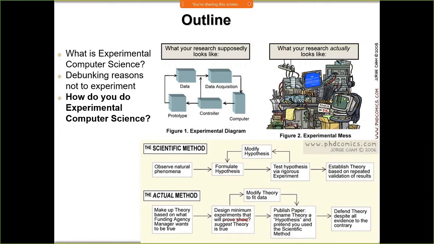You make up a theory based on what funding agents and managers want to be true. You design a minimum of experiments that suggest the theory is true. Forget prove, that's too much. You modify the theory to fit the data that you have. You publish a paper, a hypothesis you pretended to use as scientific method. So you basically present it as though it was, and then you defend the theory despite all evidence to the contrary. Now, that's actually not the actual method. That's the cynical view of this method.